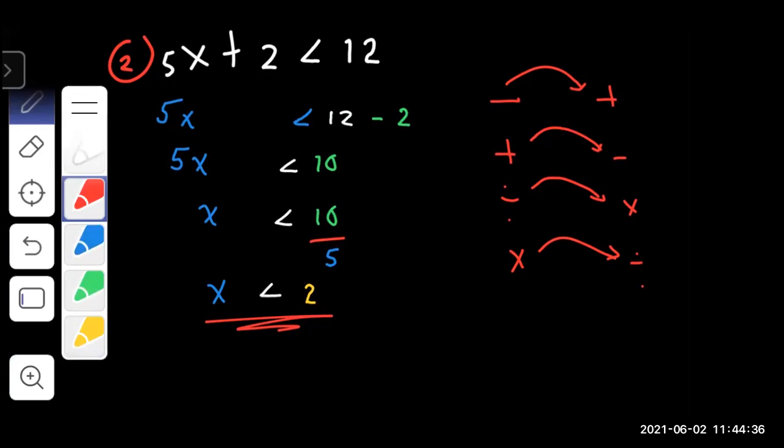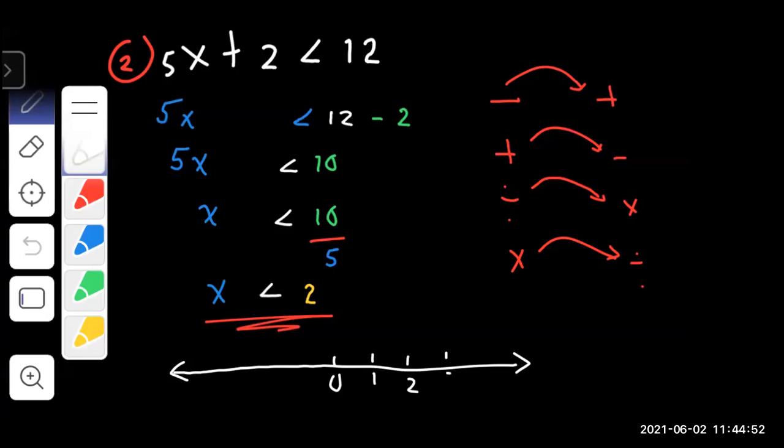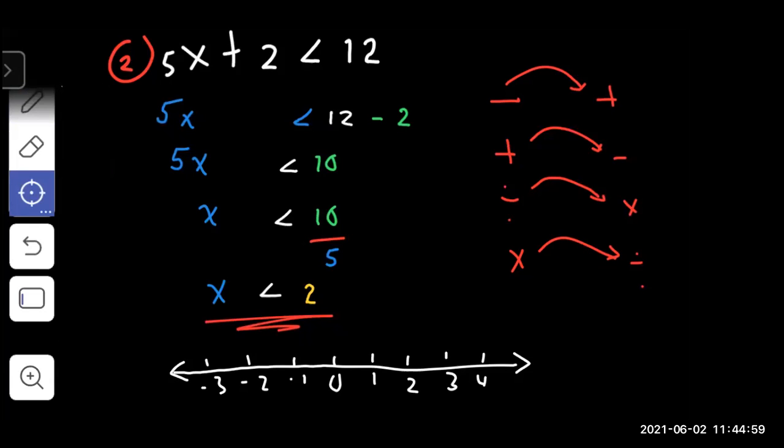Correct. Sometimes, guys, you're going to be asked to graph the solution. What is that? You're going to make a number line like this. Let's have a look. We are going to graph the solution. Okay, 0, 1, 2, 3, 4, negative 1, negative 2, negative 3. Values x less than 2. Let's spot this point. X equals 2 is this point.